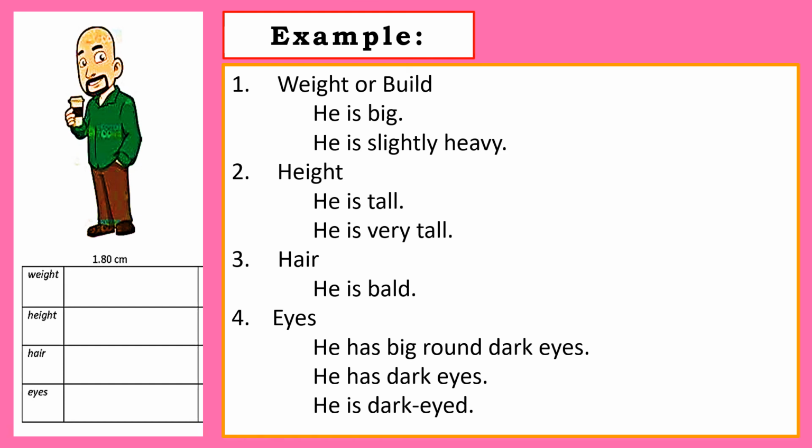Number four, eyes. How can we describe his eyes? Right, so we may say he has big, round, dark eyes. Remember, big, size, round, shape, dark is the color of the eyes. Now, if you're going to describe the color of his eyes only, you can say he has dark eyes, or you can also say he is dark-eyed.